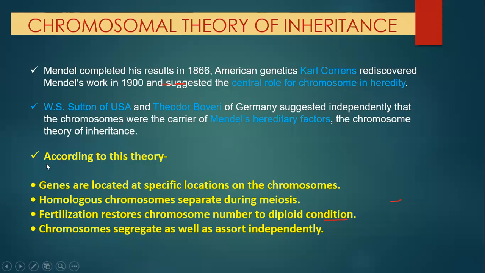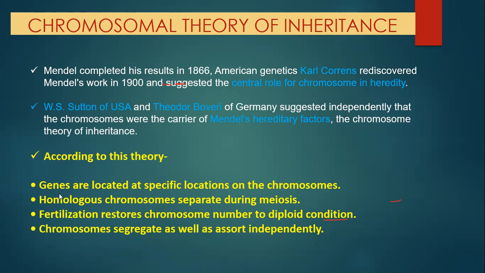So, according to the chromosomal theory of inheritance, genes, or those factors, now it is called a gene, but at that time Mendel called them factors. According to them, the genes are located at specific locations on the chromosomes. Homologous chromosomes separate during meiosis. Fertilization restores the chromosome number to the diploid condition. The chromosomes segregate as well as assort independently.